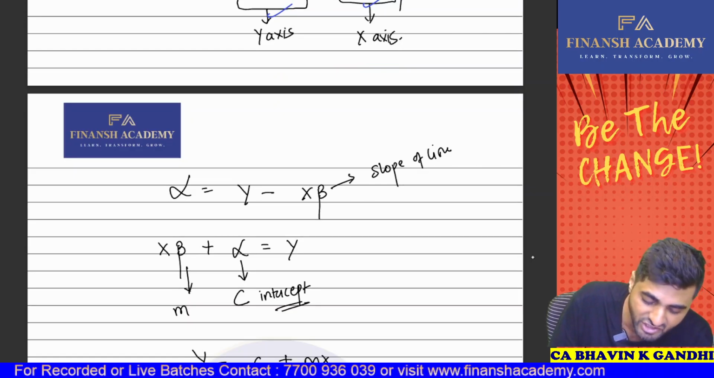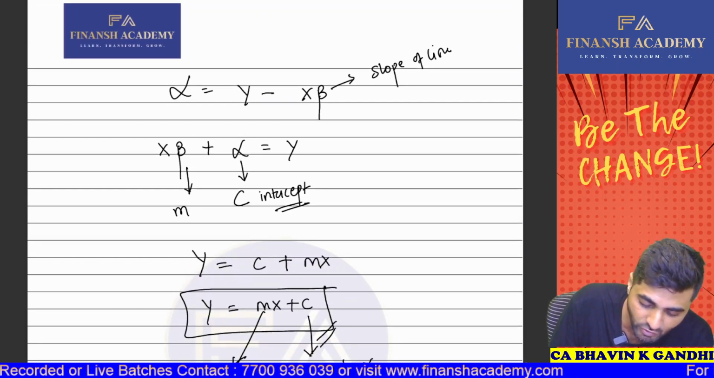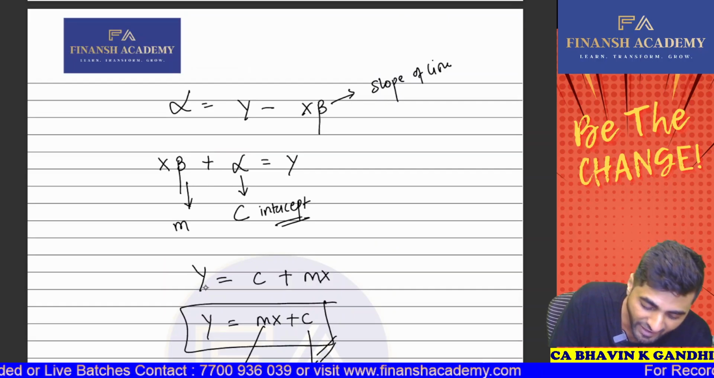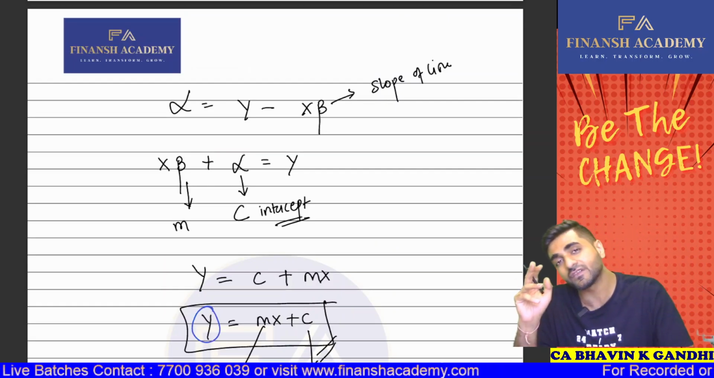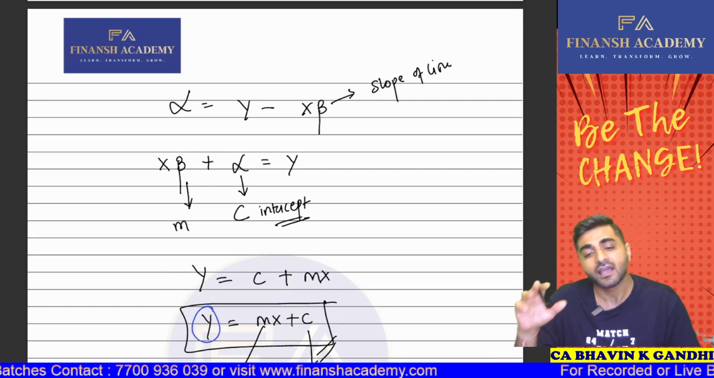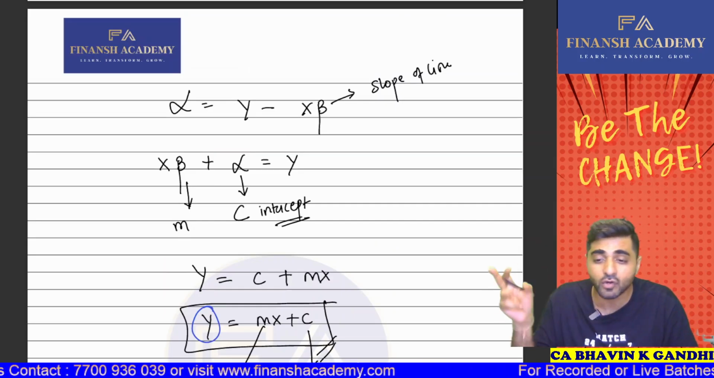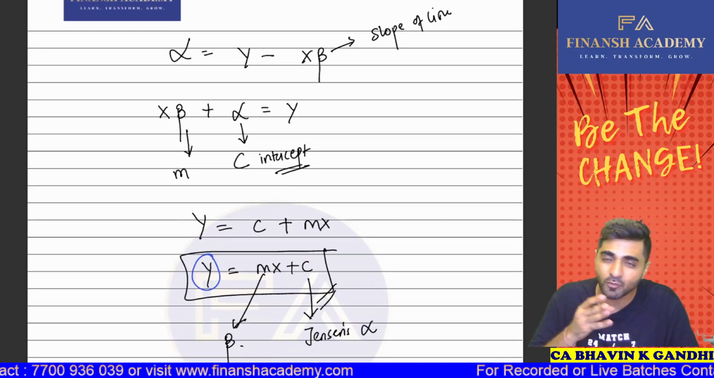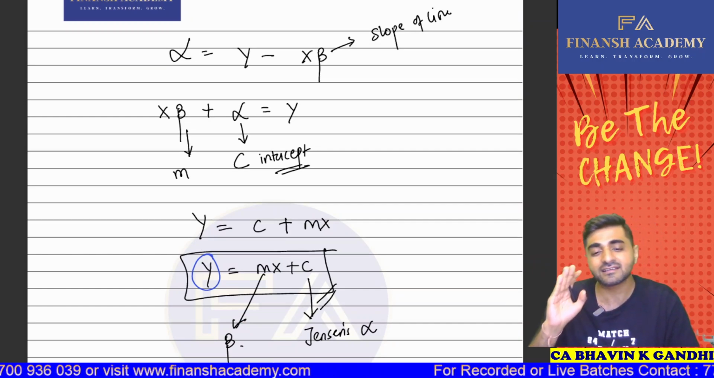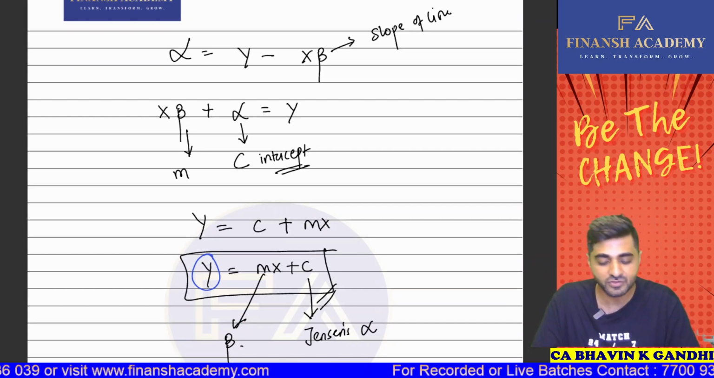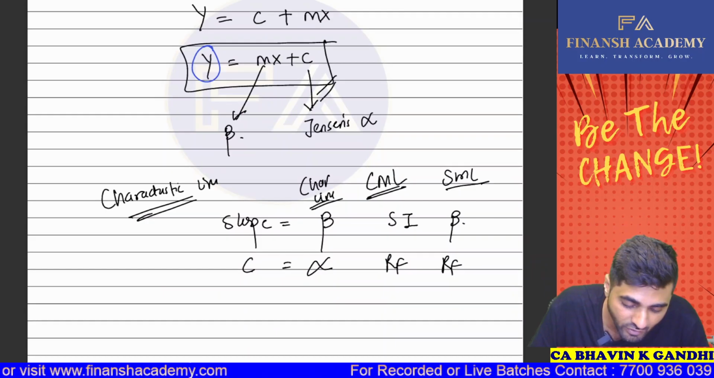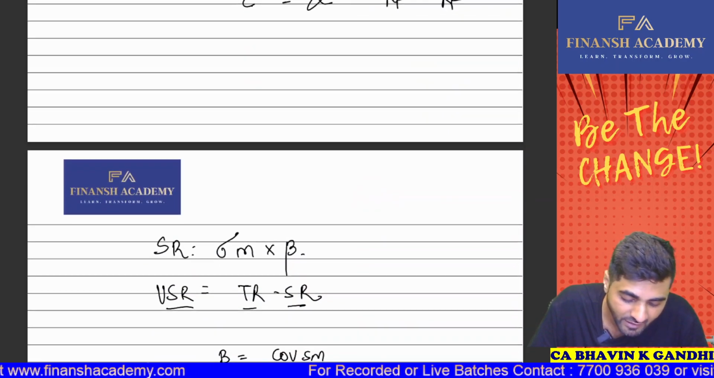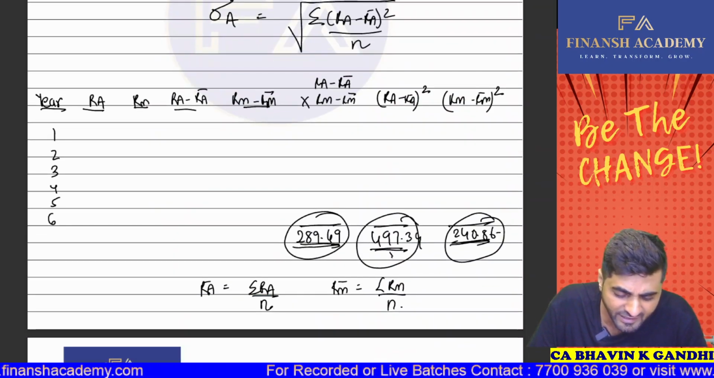Rearranging this, you will get y is equal to mx plus c, where y is the excess return of the security over the risk-free rate, x is the excess return of the market over the risk-free rate, m is the slope of the line, which we term beta, and c is your Jensen's alpha. So based on this, we calculate it. That's how we get your characteristic line.